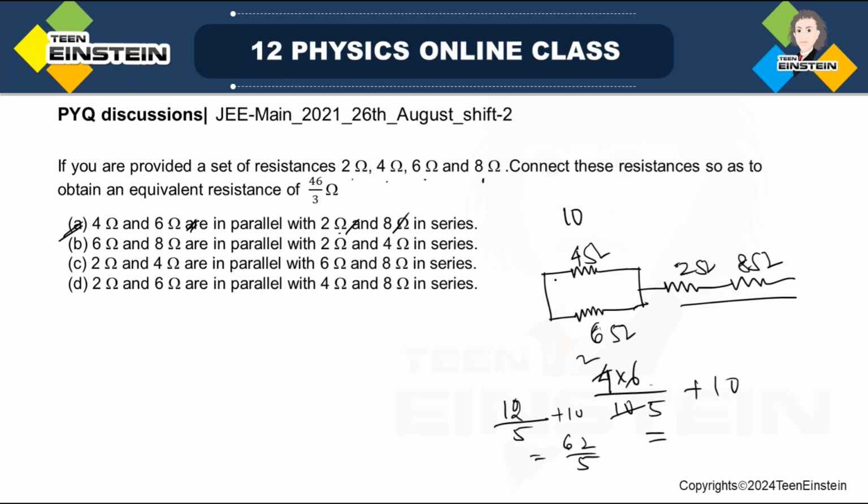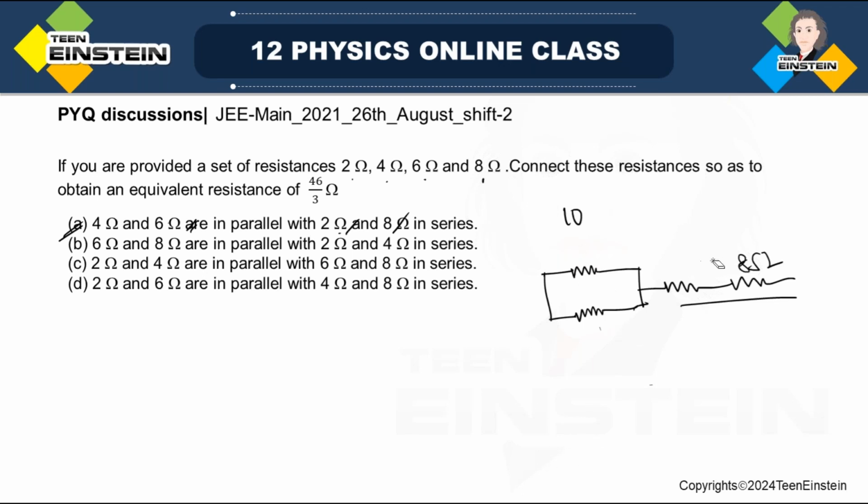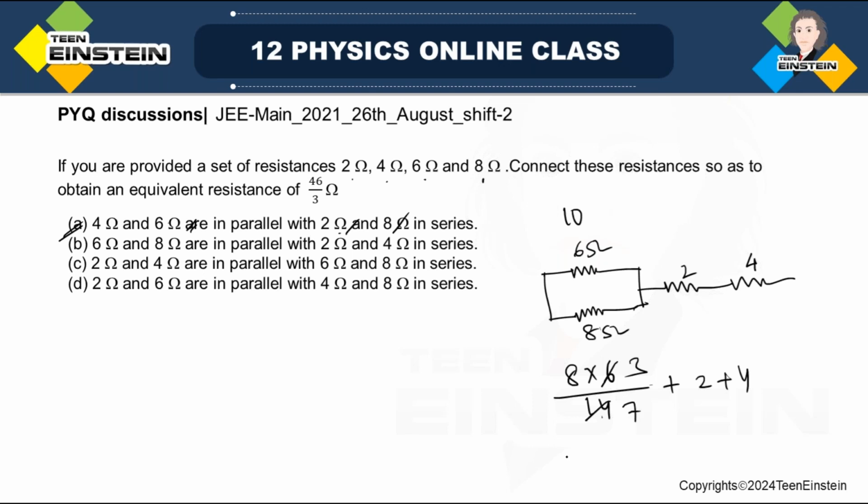So this is not the combination. Okay, let us do one thing. I'll keep the combination, and only change the resistors according to the options given. So 6 and 8, and here it is 2 and 4. So this will be 8 into 6 divided by 14, plus 2 and 4, that is 6. So this will be 24 by 7 plus 6. Since 7 is there, we will not get the same, so this is also not true.